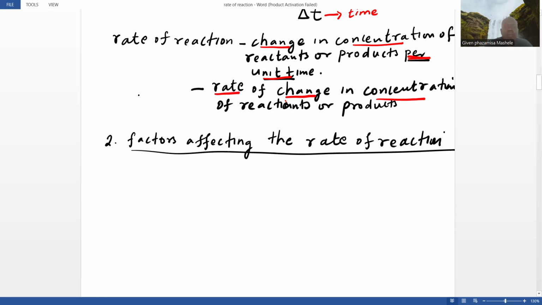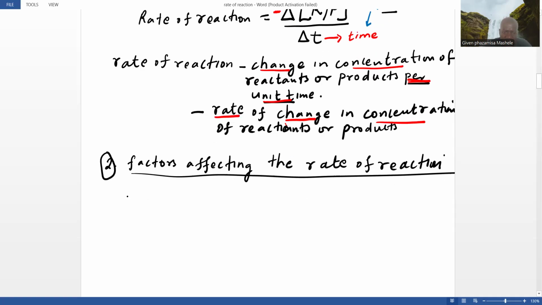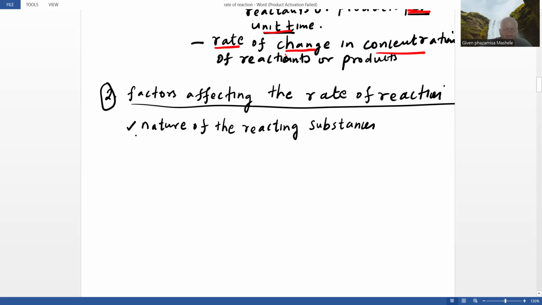Right, we have number 1. The factor that is affecting the rate of reaction is the nature of the reacting substances. Secondly, we have the concentration of the reactants.